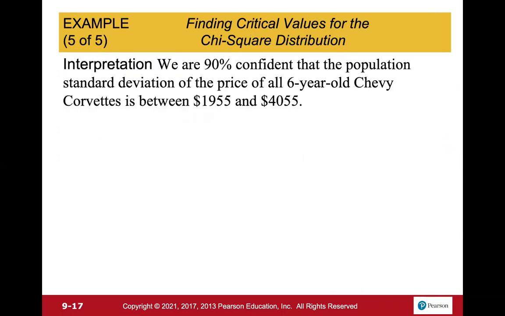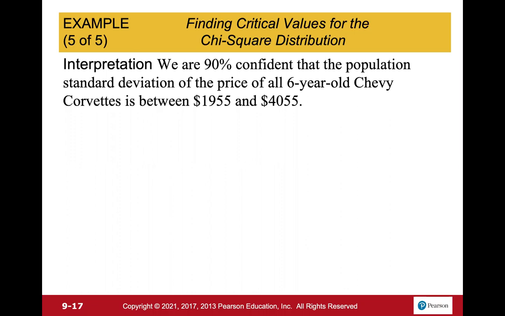And lastly, the interpretation. We are 90% confident that the population standard deviation of the price of all 6-year-old Chevy Corvettes is between $1,955 and $4,055. And there's the end of the slideshow.